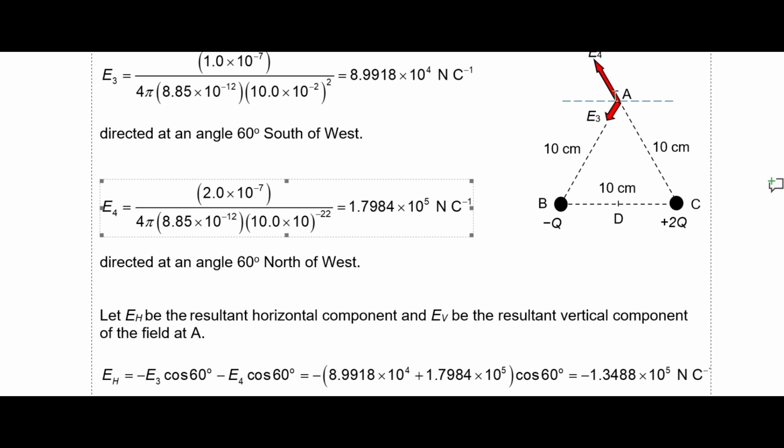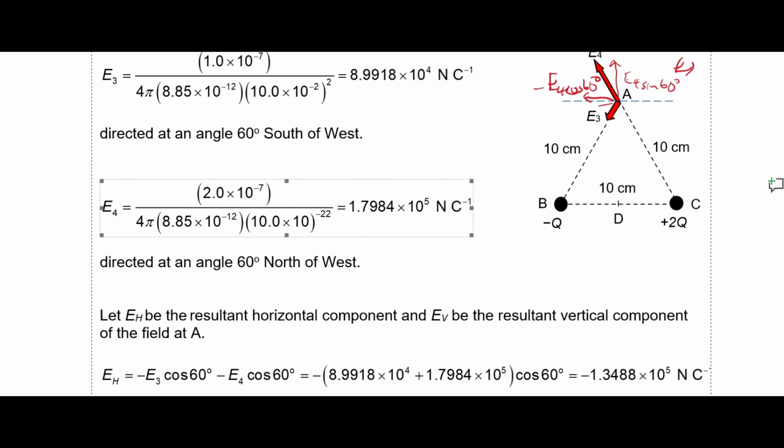Horizontally, E4, with this angle here, 60 degrees. Why negative? Because I take right to be positive. So negative E4 cos 60 degrees, which is the resolution of E4 in this direction. Negative because I take this direction to be positive. And of course, if I resolve the other way, it is E4 sine 60 degrees.